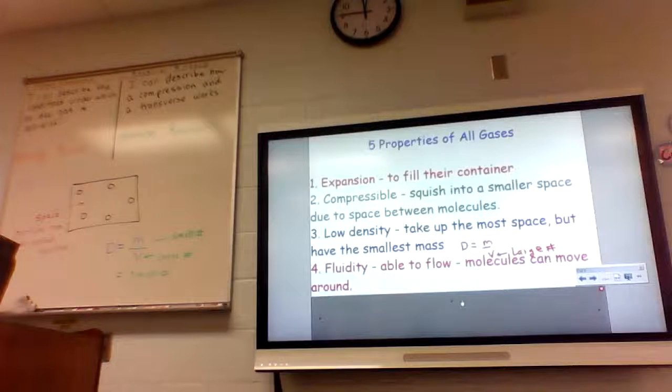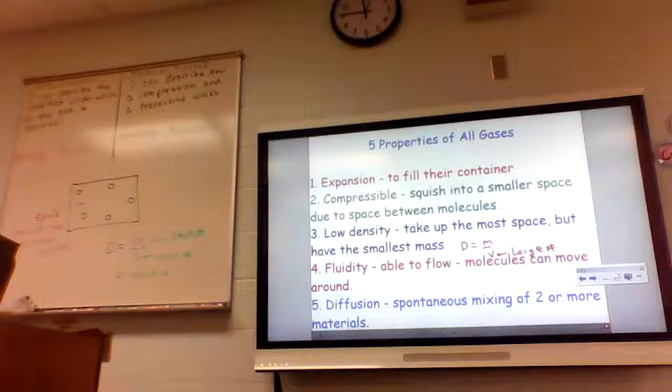The last property is diffusion. Diffusion is the spontaneous mixing of 2 or more materials. This is why teachers get bent out of shape when students pass gas. Notice it says the spontaneous mixing, meaning, can you stop it? No. It happens all on its own. If a student passes gas up here in this area, it doesn't stay in this area. It will spontaneously mix throughout the room.